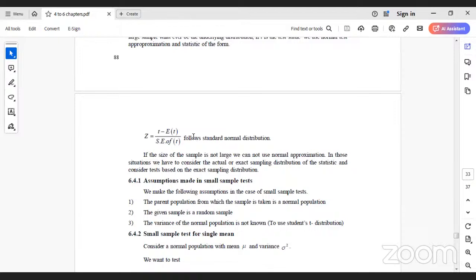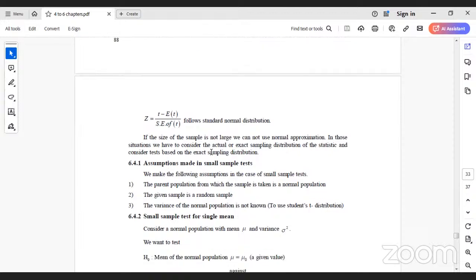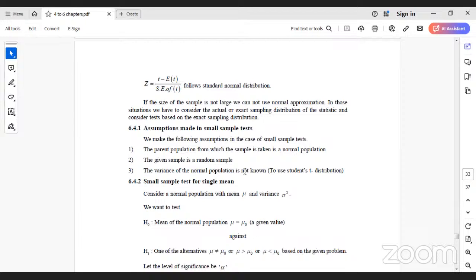Z is equal to (t minus E of t) by standard error of t, which follows the standard normal distribution. If the size of the sample is not large, we cannot use the normal approximation. We have to consider the exact sampling distribution of the statistic, or consider tests based on the exact sampling distribution. Assumptions made in small sample tests: we make the following assumptions in the case of small sample tests.